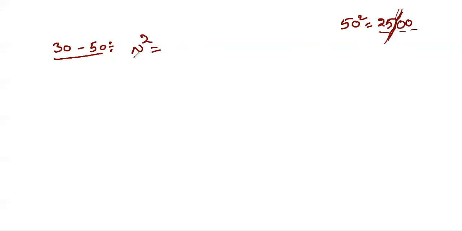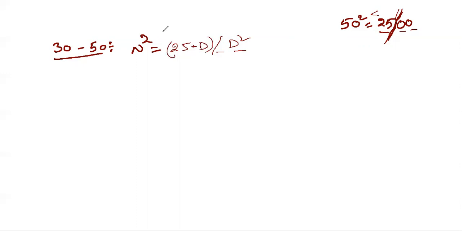So here n square, that means in between 30 to 50, your answer is compulsorily less than 2500. So write first difference square and subtract 25 minus d. That's it. You'll get the answers very easily.